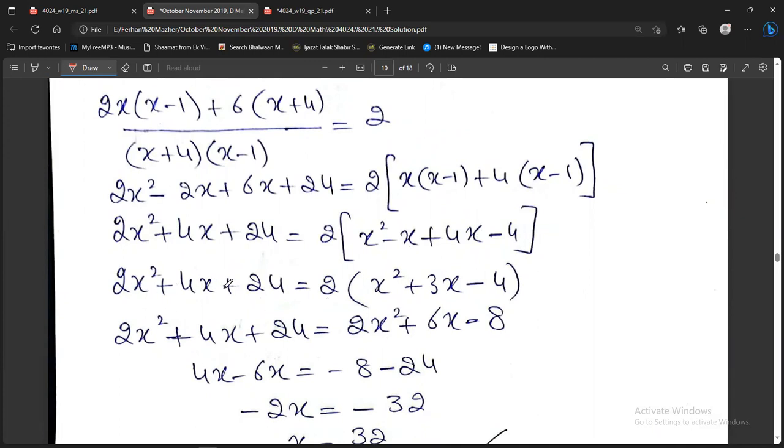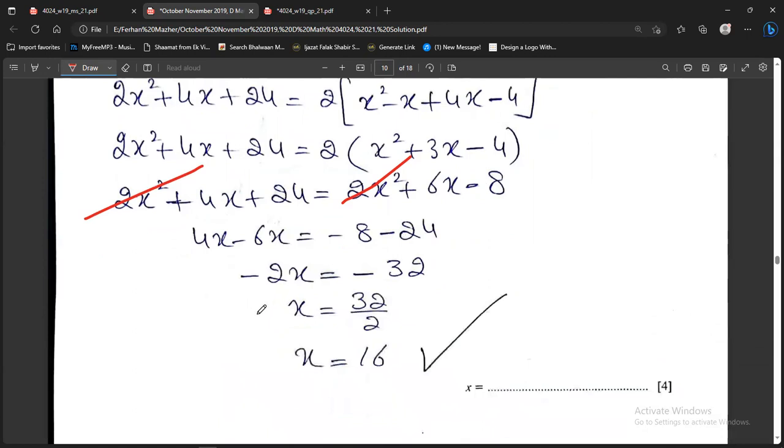So 2x squared plus 4x plus 24 equals to 2 brackets. So you will have x squared plus 3x minus 4, bracket close. So you will have 2x squared plus 4x plus 24 equals to, this 2 will multiply with all these terms. So you will have 2x squared plus 6x minus 8. So 2x squared and 2x squared will be cancelled. So you will have 4x, bring this here, minus 6x equals to minus 8 minus 24.